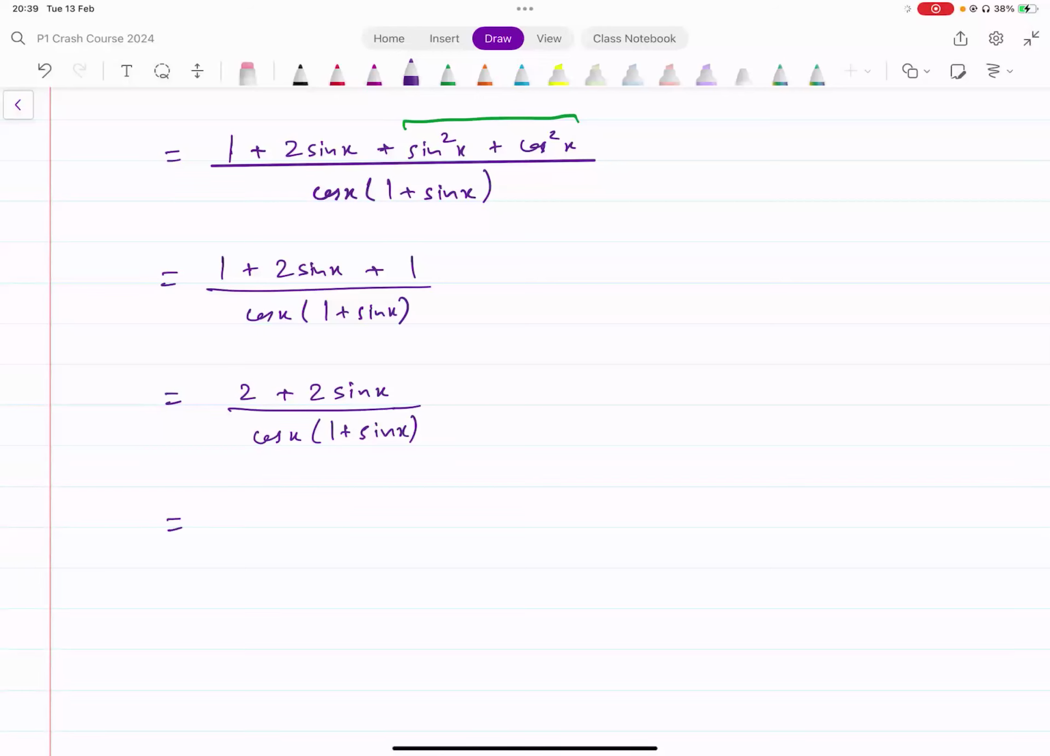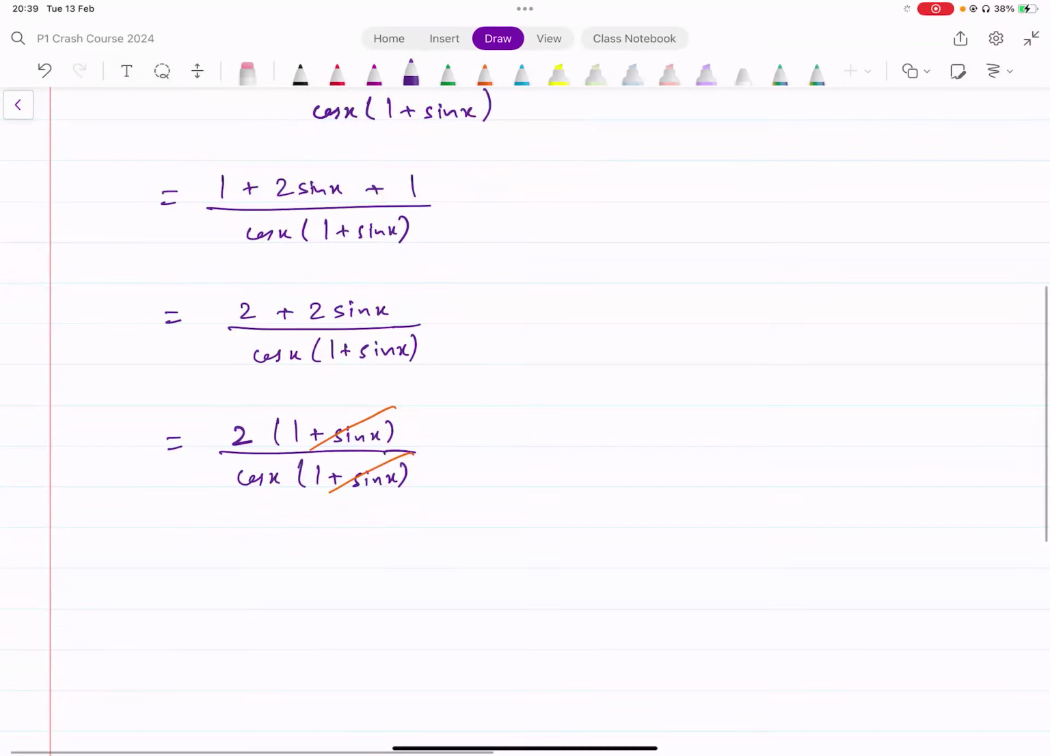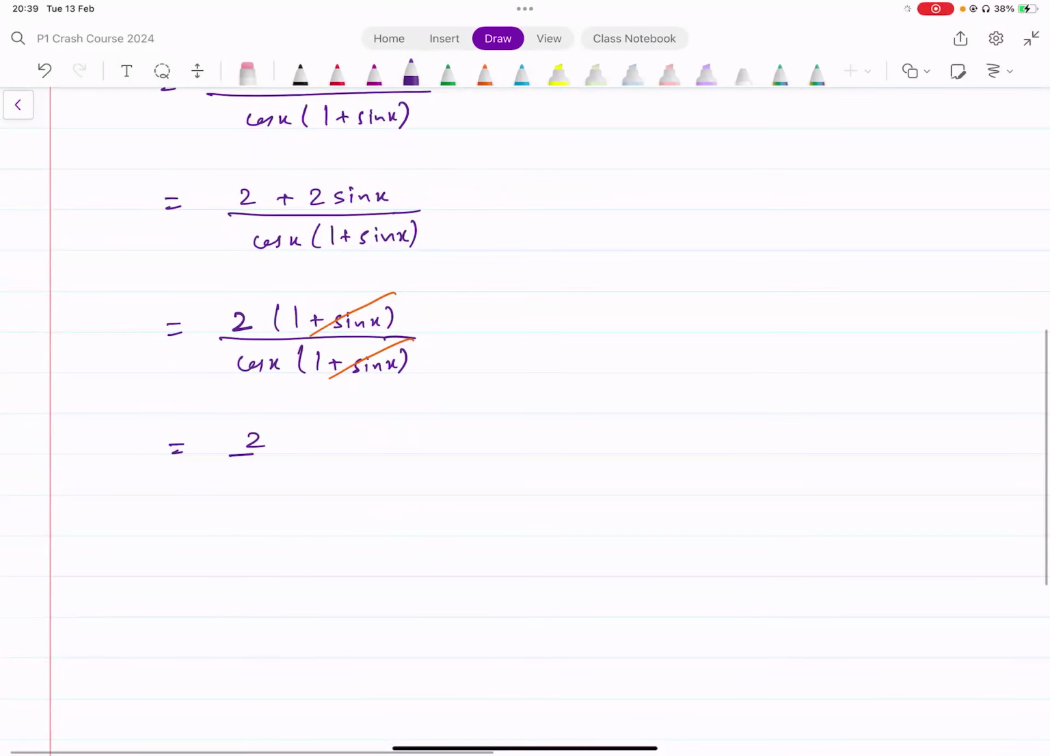Well, it's pretty obvious now that if you take 2 common in the numerator, that would leave you with 1 plus sin x inside the brackets. And in the denominator, you've got cos x into 1 plus sin x. And now 1 plus sin x and 1 plus sin x, they get cancelled. And you're left with 2 over cos x. And that's exactly what we wanted to prove there. This is equal to the right-hand side.